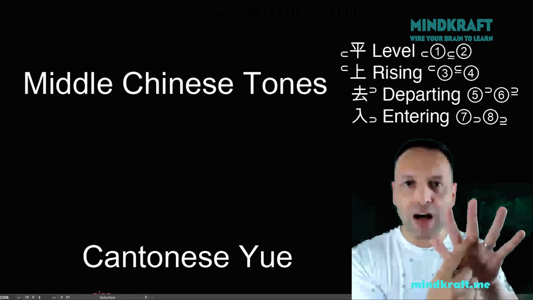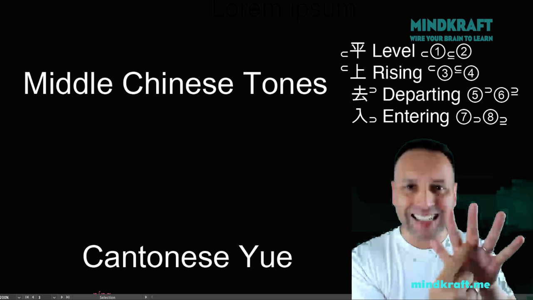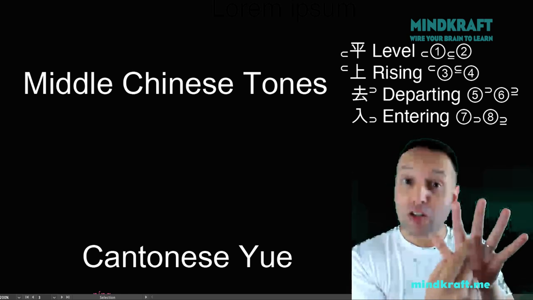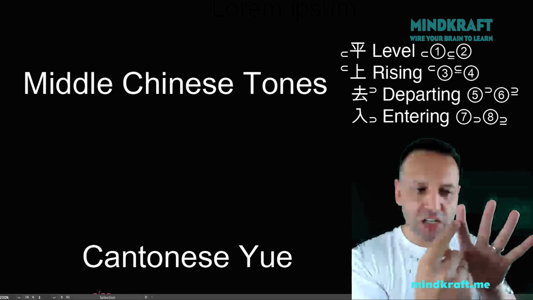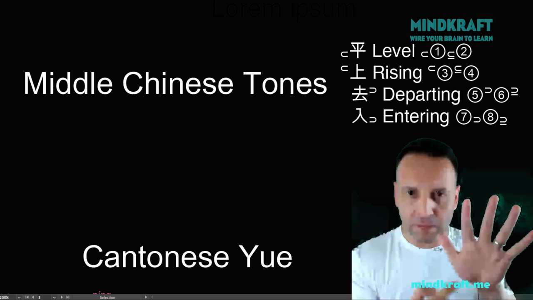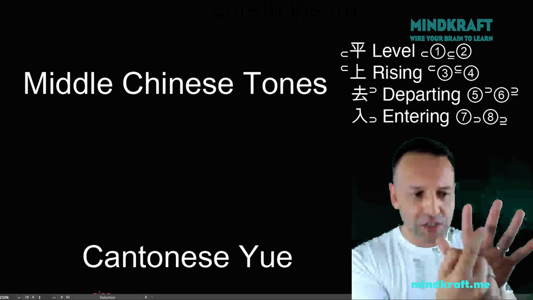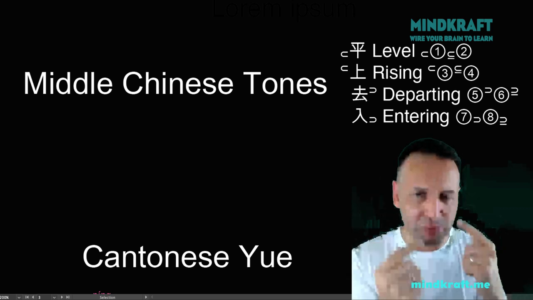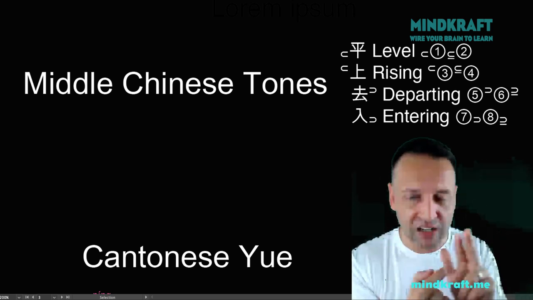And ru, that would be called stopped. So ping, shang, chu, ru, four different tones or throat positions. You say the word tone and you just think of pitch, but it's actually throat positions, sheng diao.